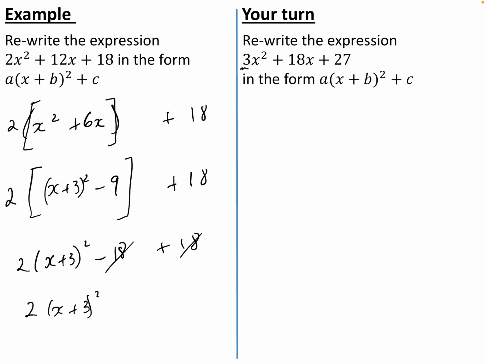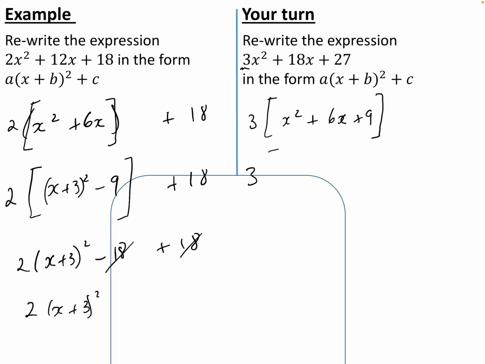So the first thing I want to do is factorise out 3 to leave me with x squared plus 6x. Now you'll notice this one is turning out very similar to the one on the left. On the left, I just left the plus 18 on the outside. This time I'm also going to factorise it out and leave it in those square brackets. So I'm going to factorise out 3 from 27, which leaves me with 9.